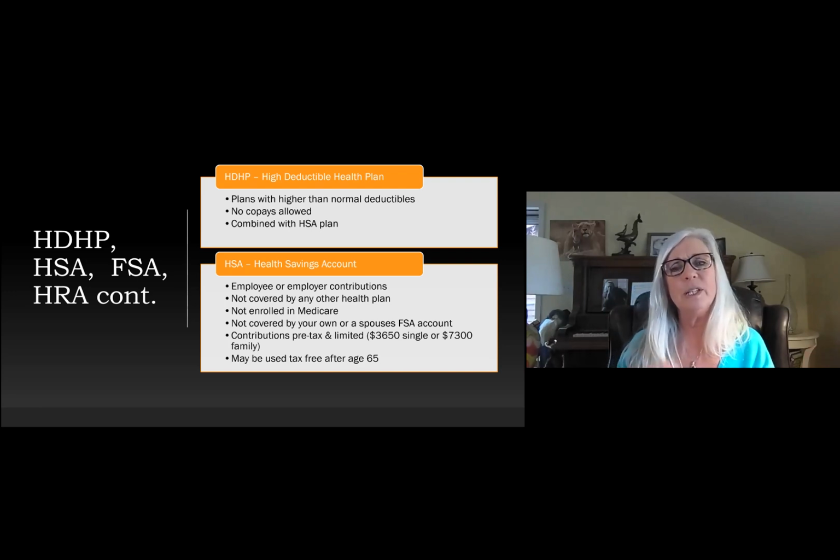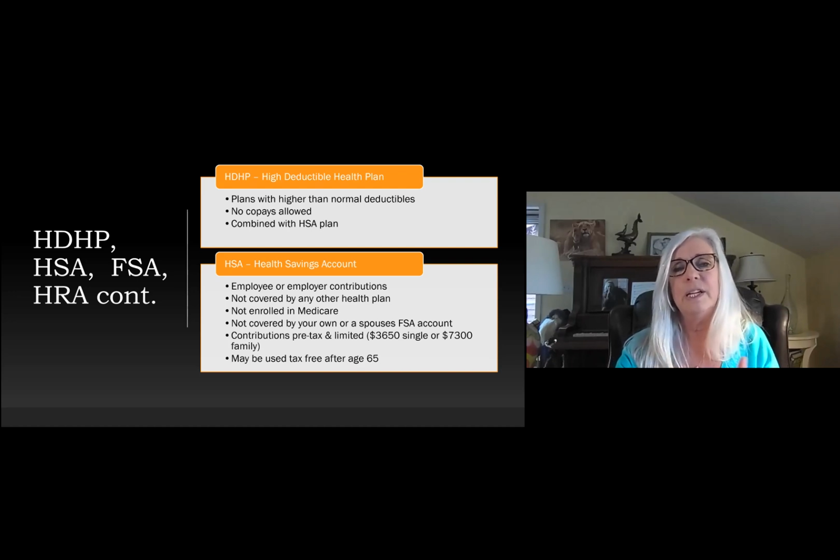But when you can help the employee understand that $3,650 tax-free is significant, and if you don't use it, it's still yours. You don't lose that money. You can keep building it up. If you get so much in there, you can actually invest it and have it accumulate. And so that at 65, you could use it for whatever you wanted to, still tax-free, but you can use it to pay Medicare premiums. You can use it to pay long-term care expenses.